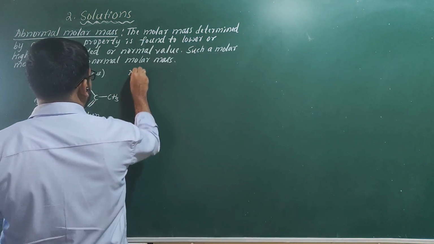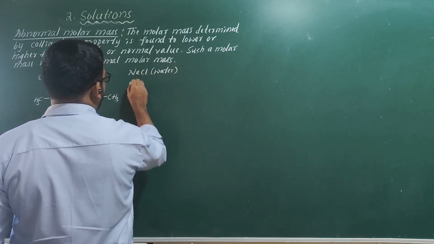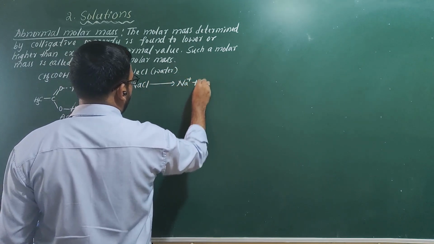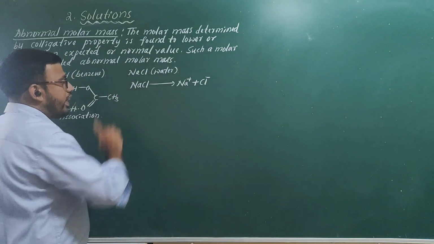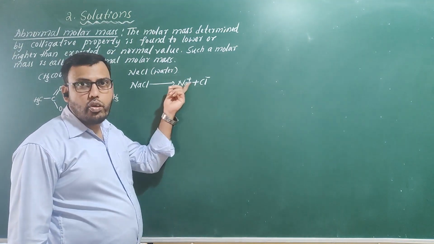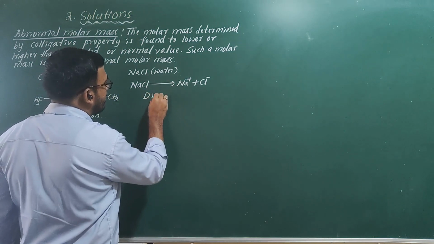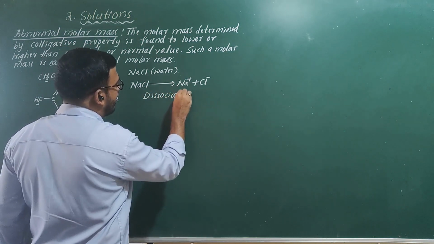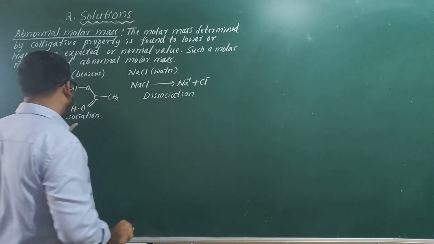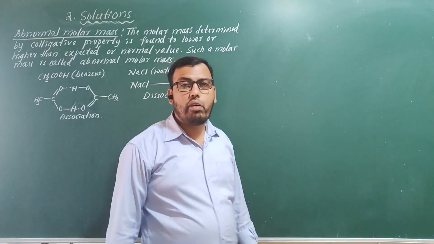Suppose you take NaCl in water. Sodium chloride when dissolved in water, what happens? This NaCl will dissociate into Na plus and Cl minus. We are considering only one formula unit, but in solution it will dissociate into 2 moles. This process is called dissociation. So the salt will dissociate into its ions. Because of this association or dissociation, there is an abnormal molar mass.